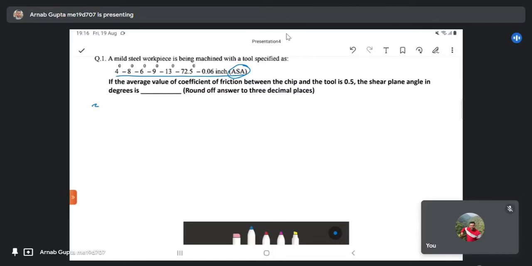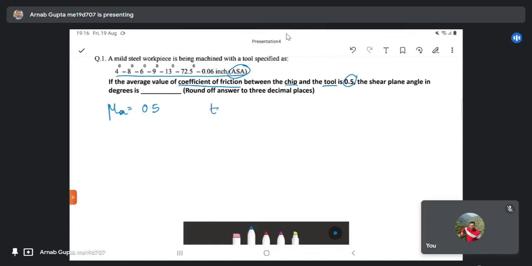The question is asking: if the average value of the coefficient of friction between the chip and the tool is 0.5, so we have got mu, and this is actually the apparent coefficient of friction, so I am denoting it by mu a, 0.5, then what will be the value of the shear plane angle? We do not have any information on the chip thickness, that is the uncut chip thickness before being cut, or after being chopped off. So we do not have the values of A1, A2, and more particularly, the chip reduction coefficient zeta.